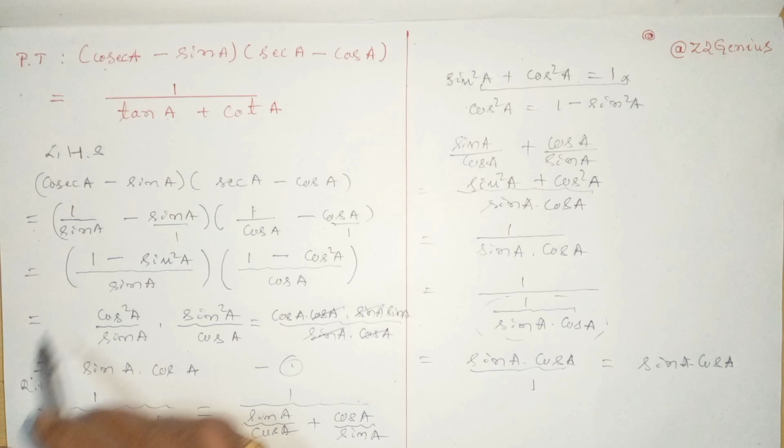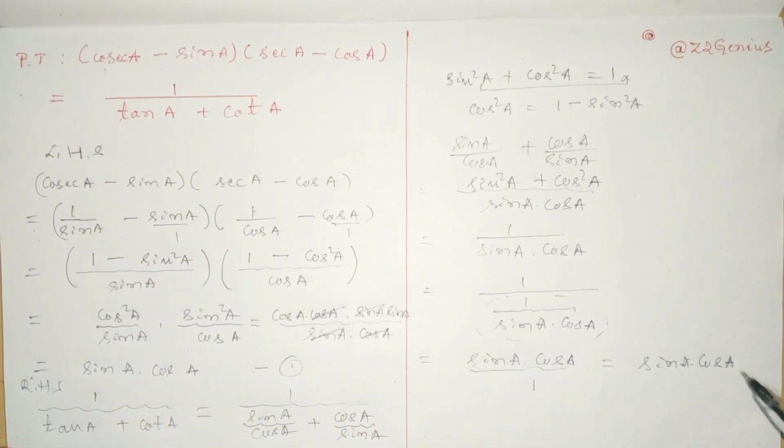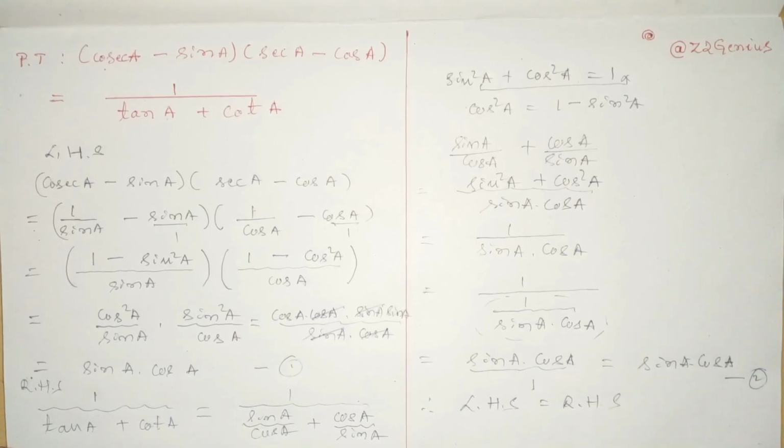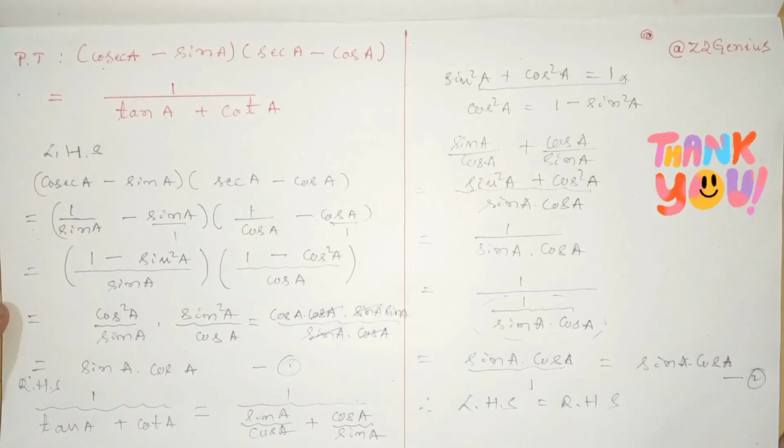Here observe that the LHS part, that is equation 1, is sin A into cos A. Here take this as equation 2. Equations 1 and 2 are both the same. Therefore LHS is equal to RHS. So in this way you may write the proof. Very nice proof. So my dear students, please practice this type of problem.